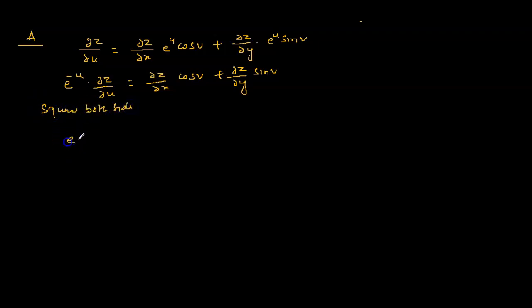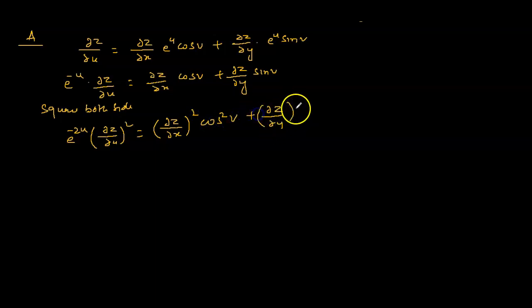So we'll get here e to the power of minus 2u, and this one, (del z by del u) whole square, means the full terms we have to write as a square. So this is just like (a plus b) whole square. So this is (del z by del x) whole square into cos square of b, plus (del z by del y) whole square into sine square of b, plus 2 into ab, del z by del x into del z by del y into sine of b into cos of b. This one.